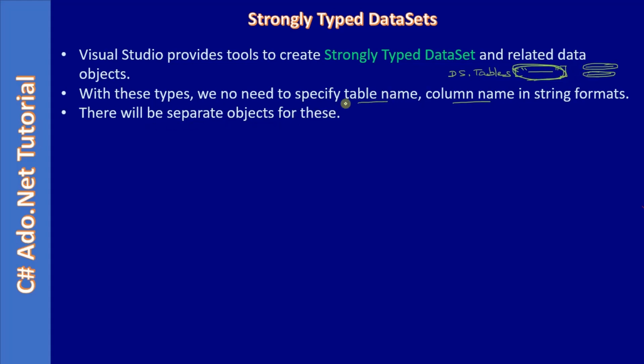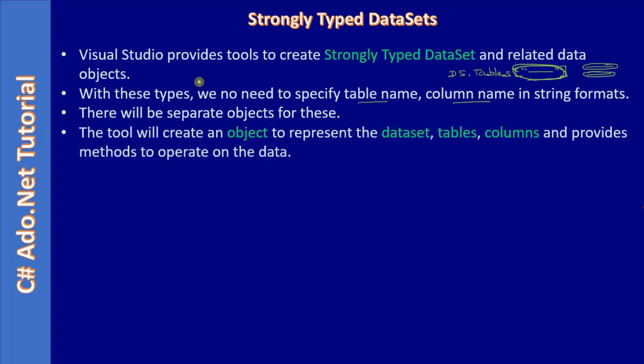There will be separate objects for these, in the sense for data table, data column, and other ADO.NET objects. The tool here, we are talking about the Microsoft Visual Studio tool, right? The tool will create an object to represent the dataset, an object to represent a specific data table, and an object to represent a specific data column. So the Visual Studio tool will create a typed object for dataset, data table, as well as data column, data row, and other data access objects. Not only that, it will provide methods to operate on the data.